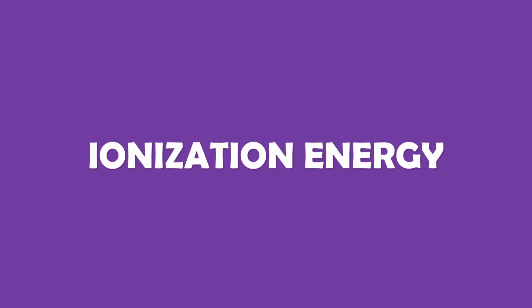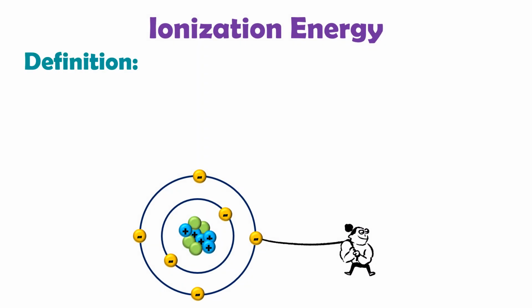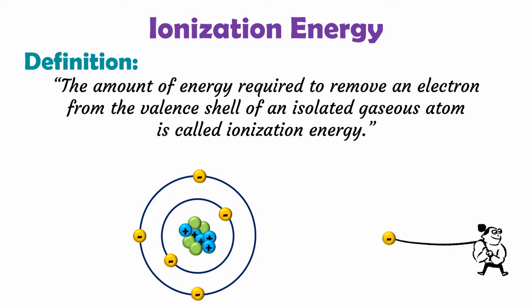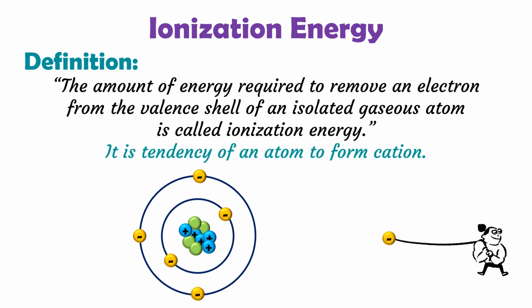What is ionization energy? According to the definition, the amount of energy required to remove an electron from the valence shell of an isolated gaseous atom is termed as ionization energy. It is the tendency of an atom to form cation.